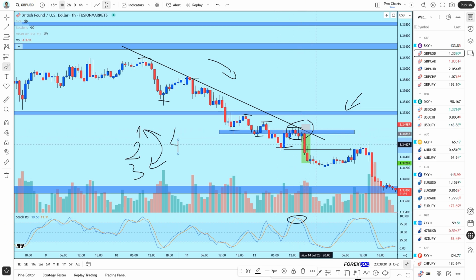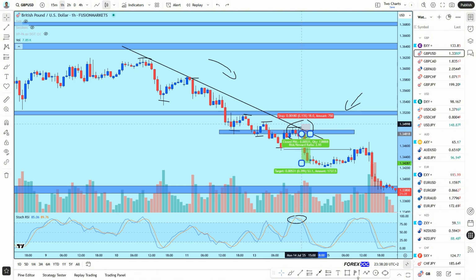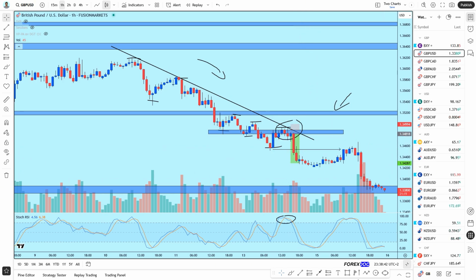So this here was a great place to enter a sell trade and catch this bearish trend. So what you can do here is put stop loss above these weak rejections here or above this zone and aim for a good risk reward ratio. So this was very good Monday opportunity.